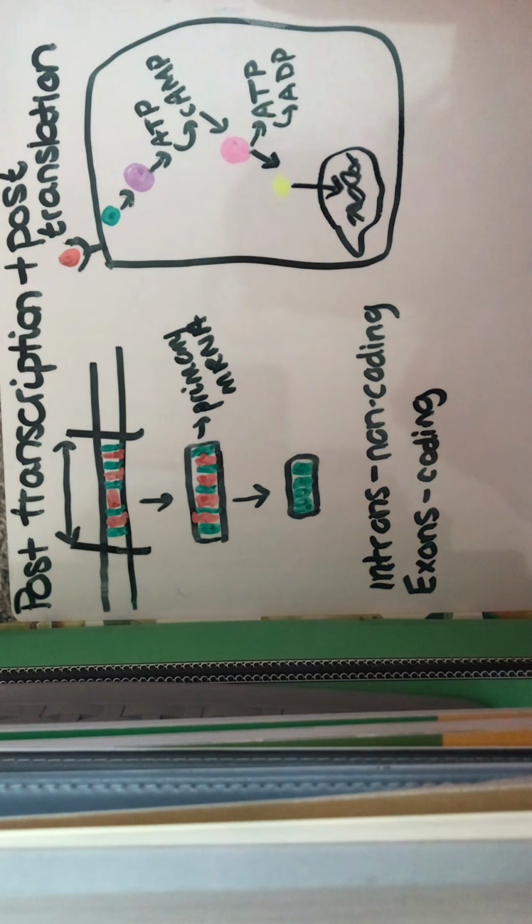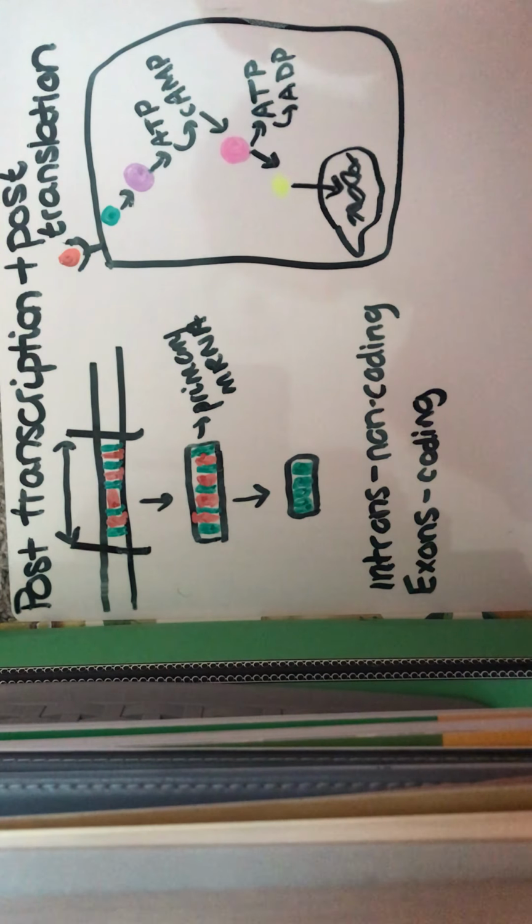But then this primary mRNA is edited, and the RNA introns are removed, and the remaining mRNA exons are joined together. So some introns may themselves encode proteins, and some may become short, non-coding lengths of RNA involved in gene regulation. And some genes can be spliced in different ways.